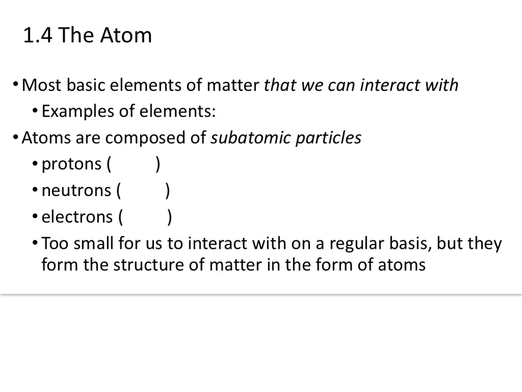Atoms are made of what we call subatomic particles. Sub meaning less or below, and that word atom in there. So it's even smaller than atoms. But there are particles like protons, which have a positive charge. Neutrons, which have a neutral charge, or a zero charge. And then we have electrons, which have a negative charge.